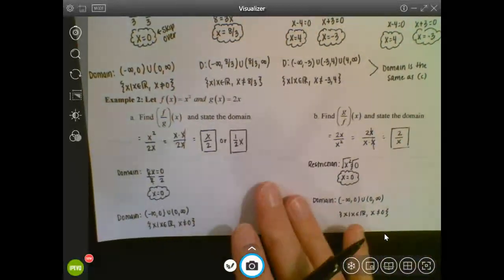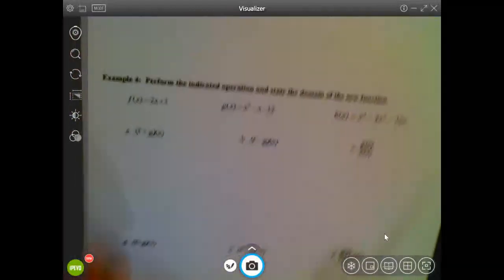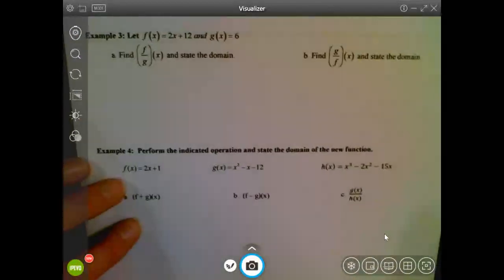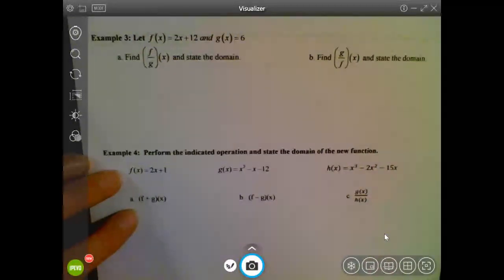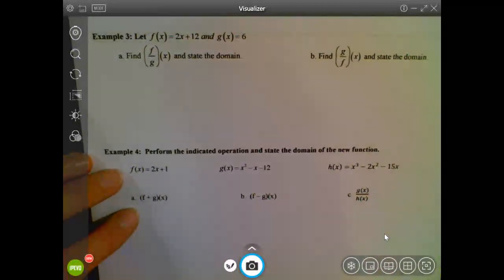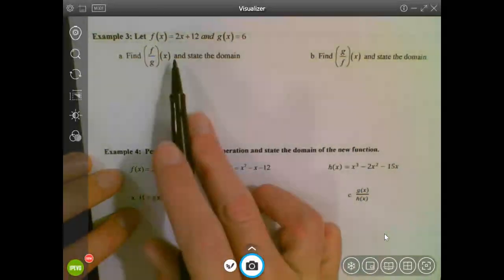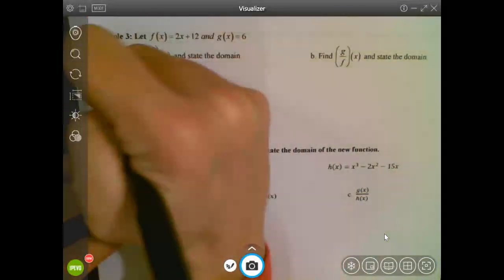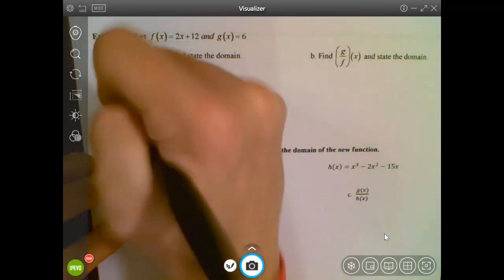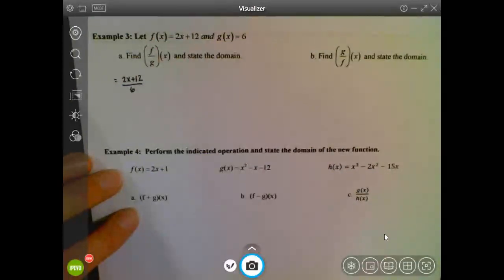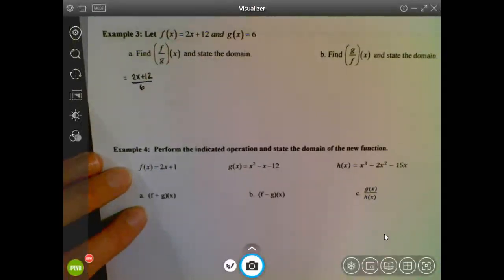Okay, so that's kind of the idea with simplifying and finding domain restrictions. So we'll look at one more different type of example where we can simplify, but it's actually not going to look that different. So example A, we want to find f of x divided by g of x. This time our f of x is 2x plus 12, over g of x is equal to 6. So 2x plus 12 over 6.